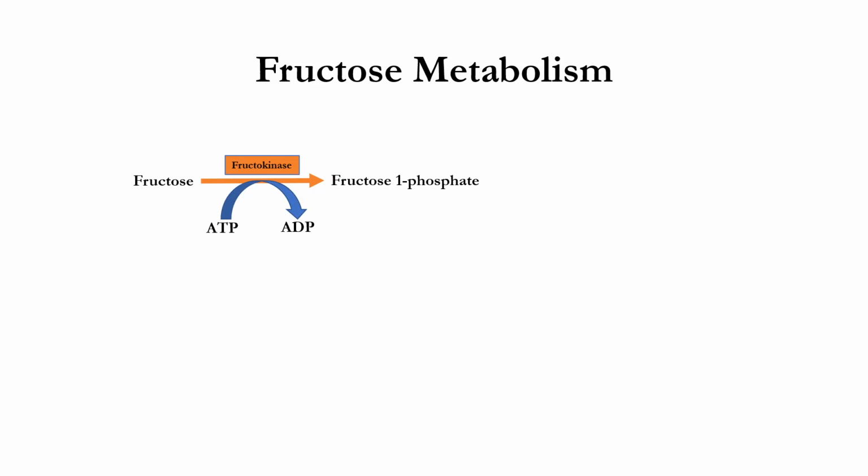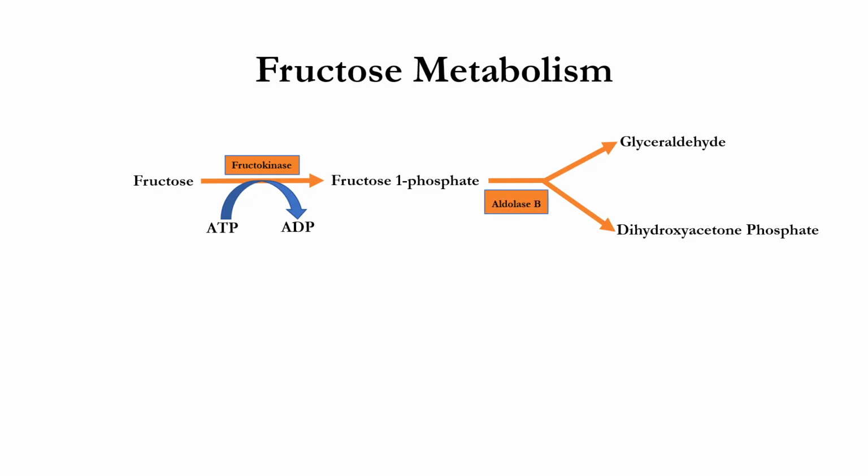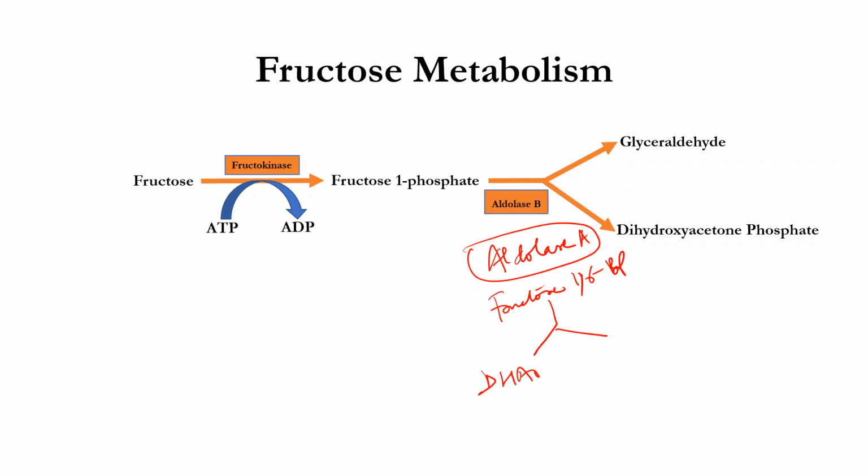In the next step, fructose 1-phosphate is broken down into two molecules. One is glyceraldehyde and the other is dihydroxyacetone phosphate, and here aldolase B is the catalyzing enzyme. However, as we learned in glycolysis, it is aldolase A that catalyzes the reaction that breaks down fructose 1,6-bisphosphate into two molecules, dihydroxyacetone phosphate and glyceraldehyde 3-phosphate. Here, if you see, it is only glyceraldehyde, there is no phosphate. Here it is dihydroxyacetone phosphate, and we know that dihydroxyacetone phosphate can be converted into glyceraldehyde 3-phosphate, and then the glycolytic pathway will continue.